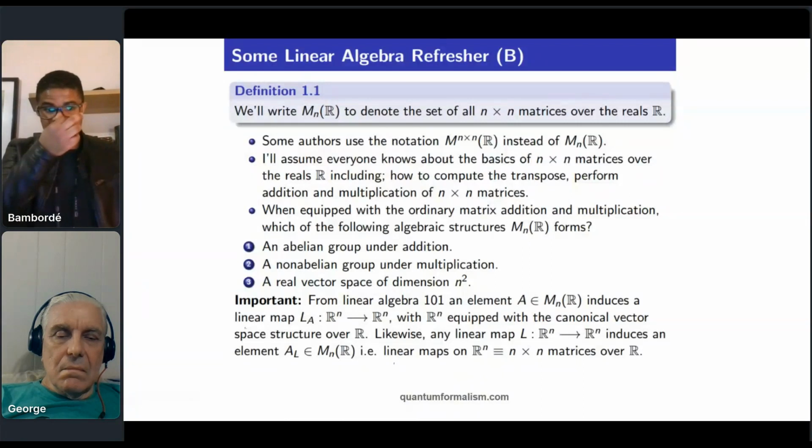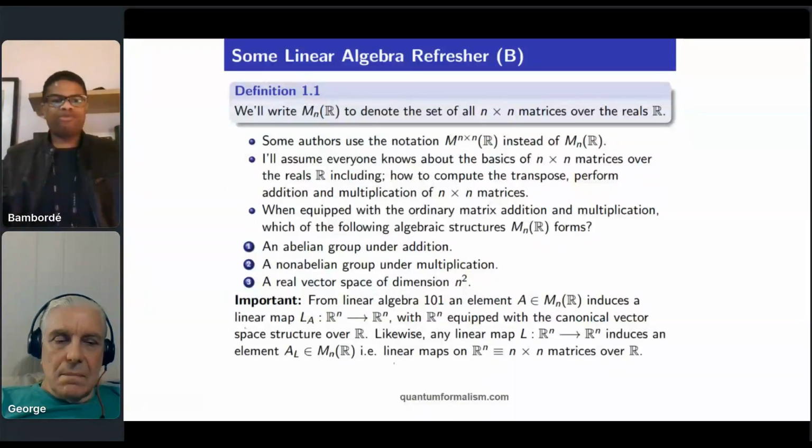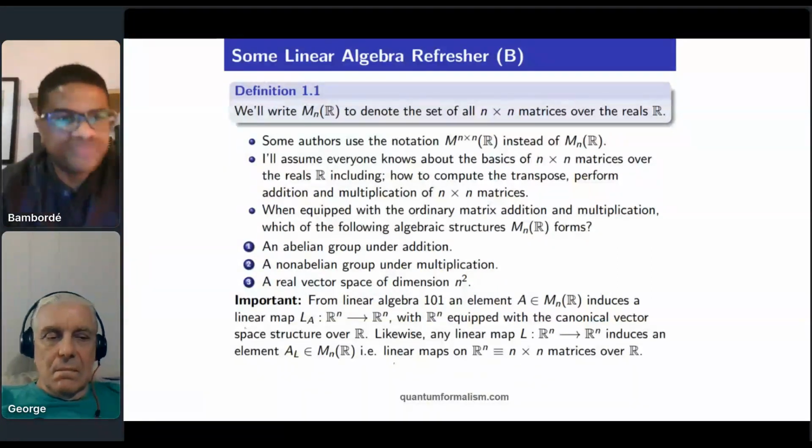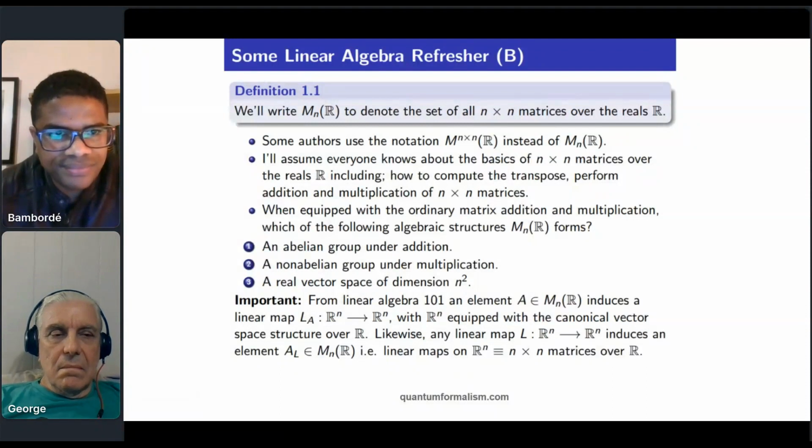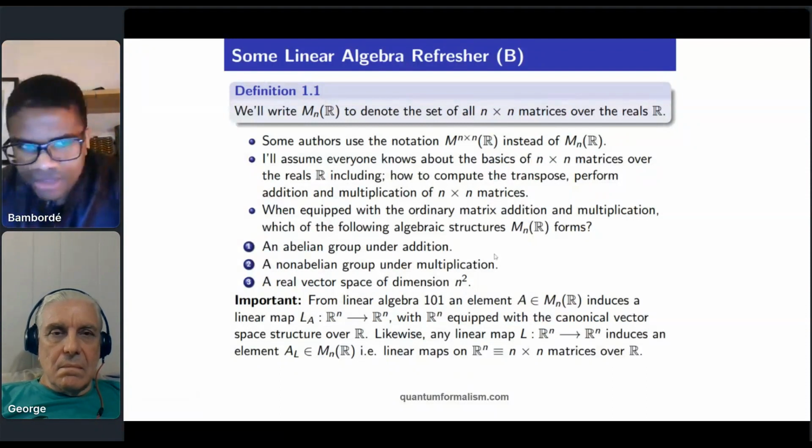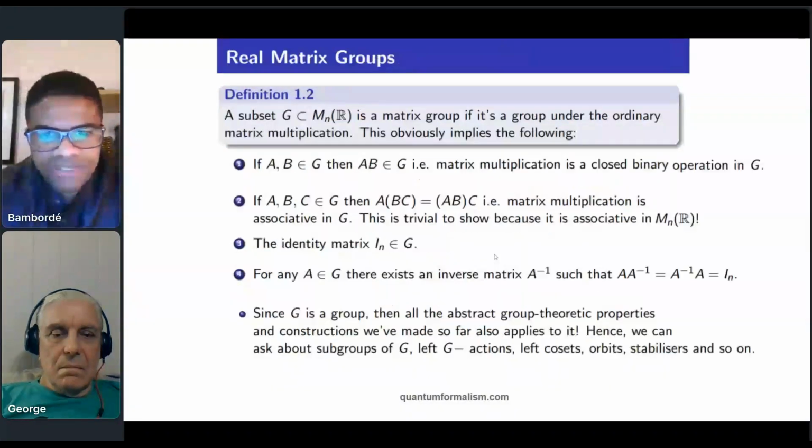This correspondence between matrices and linear maps is very useful, because if we want to do something with the linear maps on R^n, we do it on matrices because we know how to compute with matrices, right? So, okay, we are good with this, and now we are going to define the notion of real matrix groups.